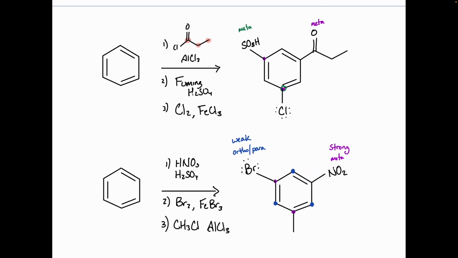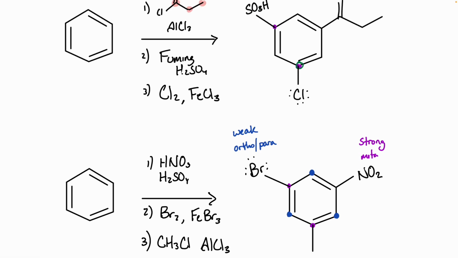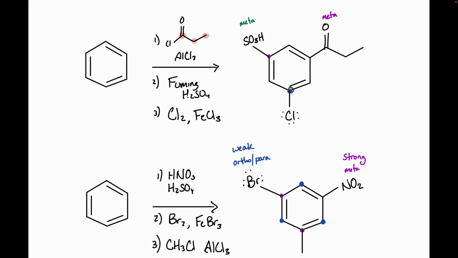Okay? So when we're adding a bunch of stuff to our ring here, maybe those two groups are in agreement. Like in this first example, they're both like, yeah, put it in the meta position. Great. However, we can have a conflict between these groups, and that's where that ranking that we discussed comes into play, right? The stronger group wins. That's our principle here.